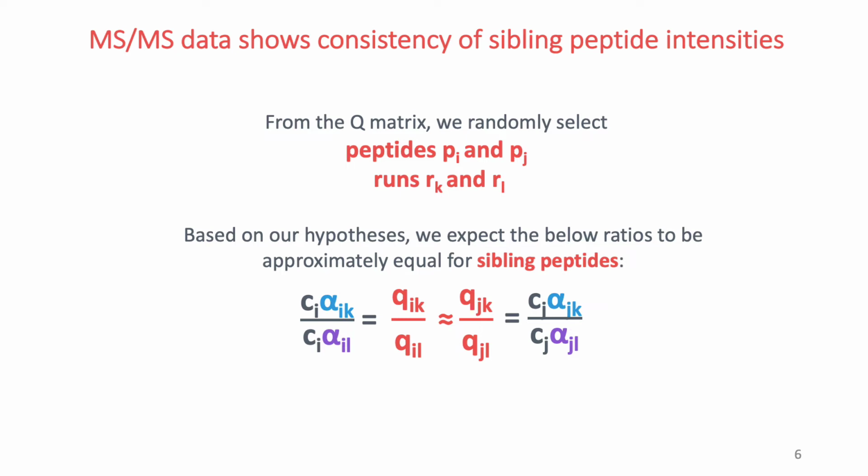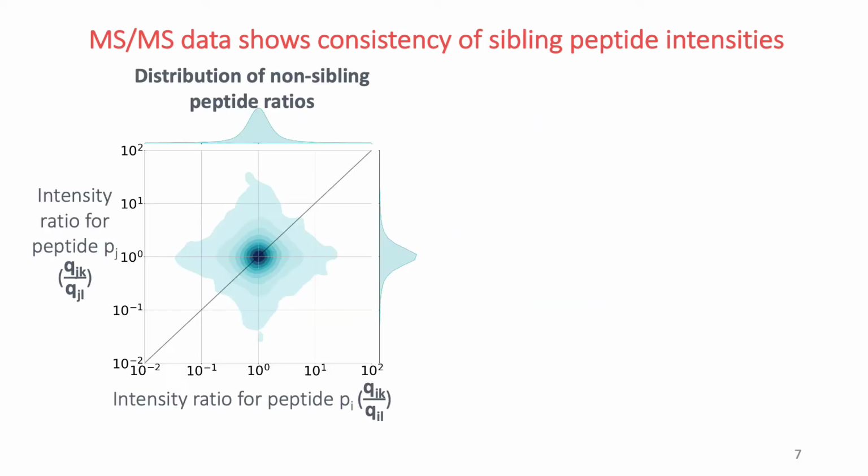But the key thing here is that we do not expect to observe any correspondence between ratios of non-sibling peptide pairs. In this plot, we see the distribution of the ratios of abundances for 10,000 randomly selected non-sibling peptide pairs. So the x and y axes denote the ratios for peptides i and j. And as expected, for the non-sibling peptides, we observe quite a random distribution.